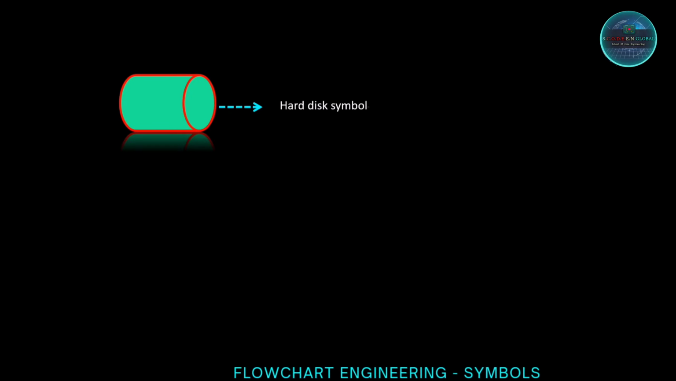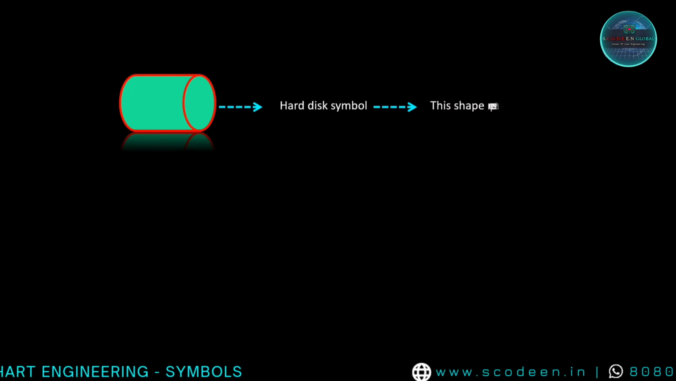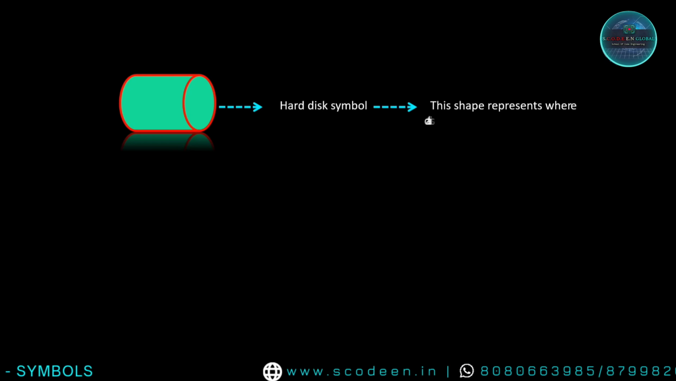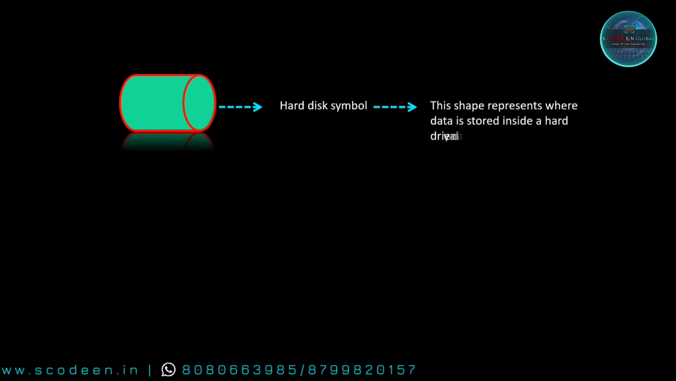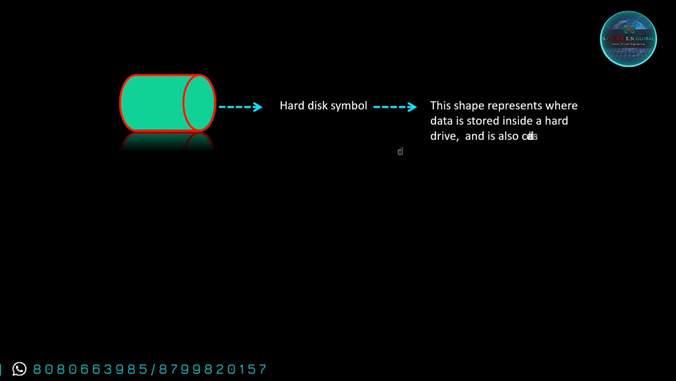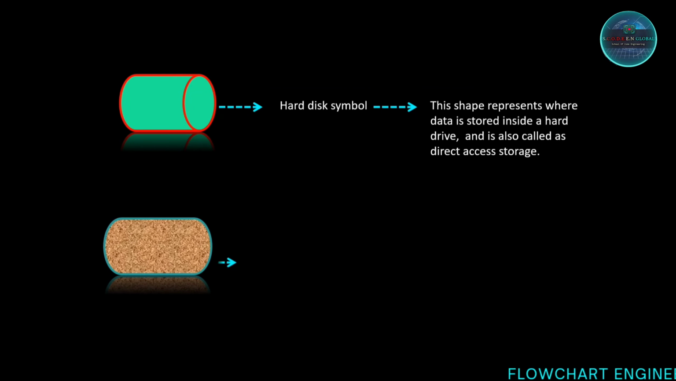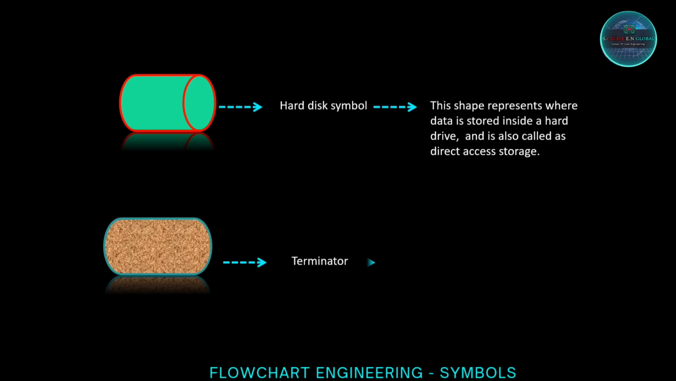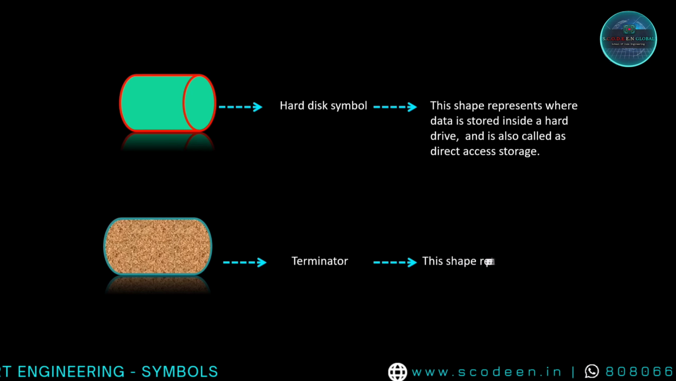This symbol represents the hard disk symbol, where the data is stored inside the hard drive. The terminator symbol represents the start point and end point and any potential outcomes of a path.